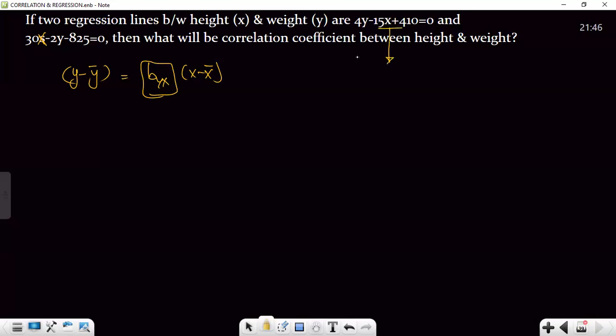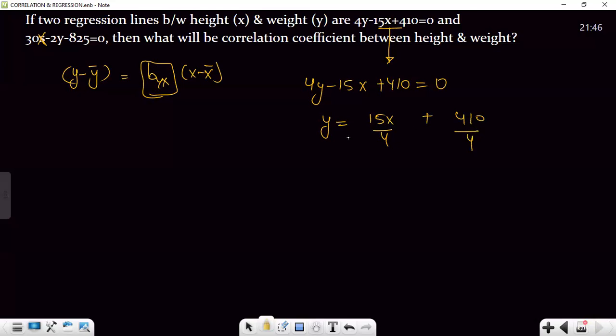Okay. So 4y minus 15x plus 410 is equal to 0. How can we do it? First, let's find out y. Then y is equal to (15x plus 410) divided by 4. This is y.